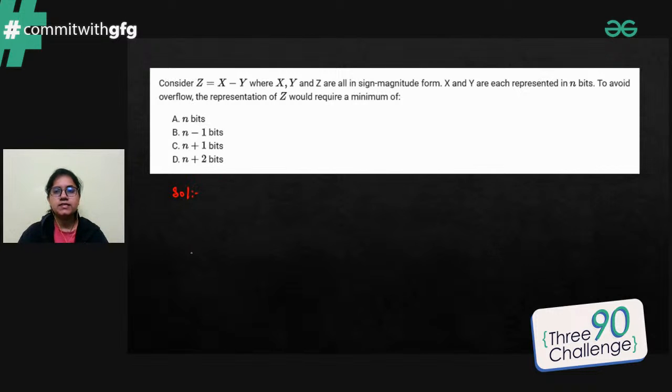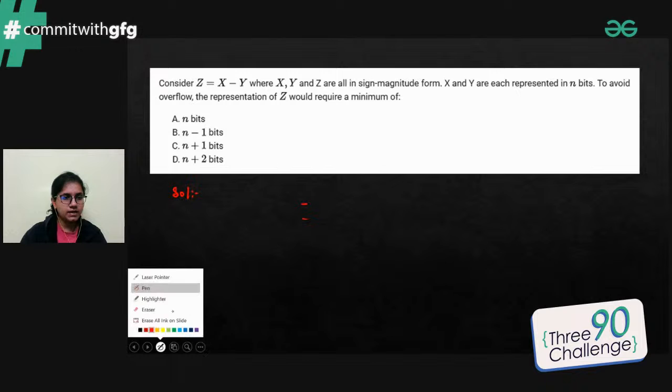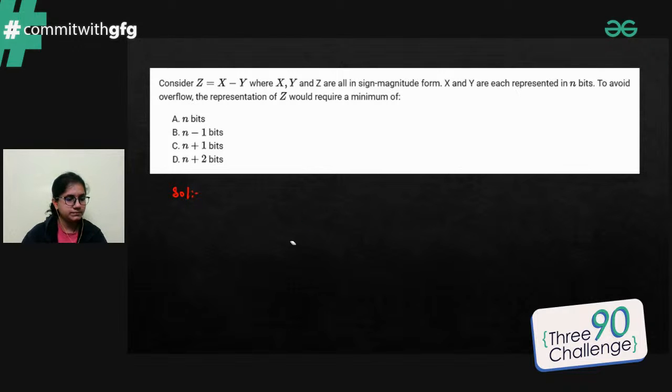When can you say that overflow can occur? Yes, absolutely. Option C is correct, n plus 1. But let me give you the reasoning for this. Overflow can occur when two numbers of the same sign are added, in the addend, and the resultant has a different sign. So for that, let's take one example here.